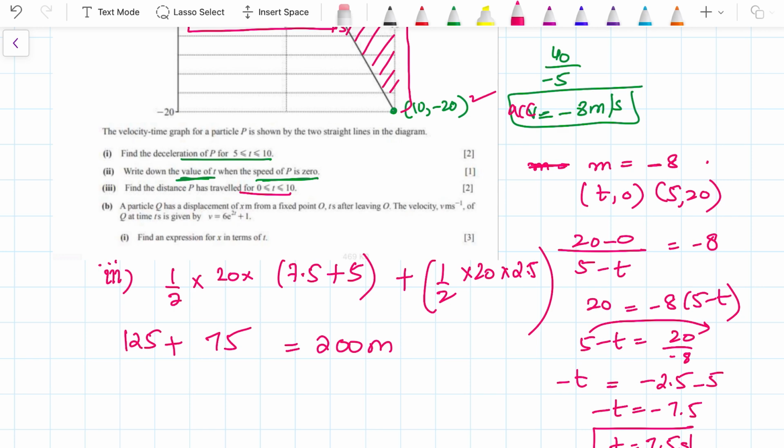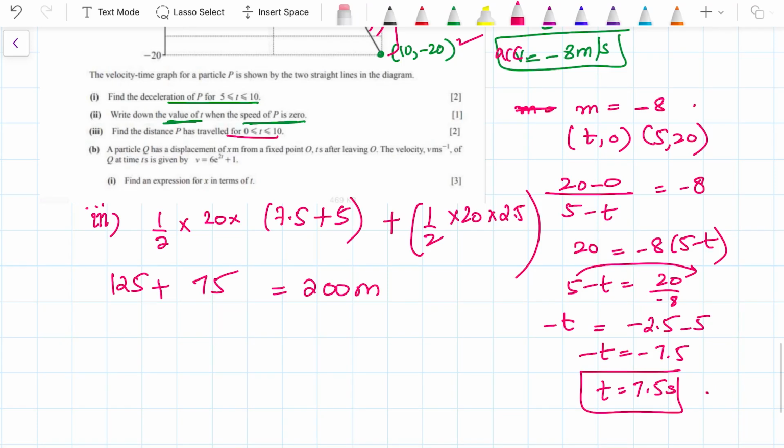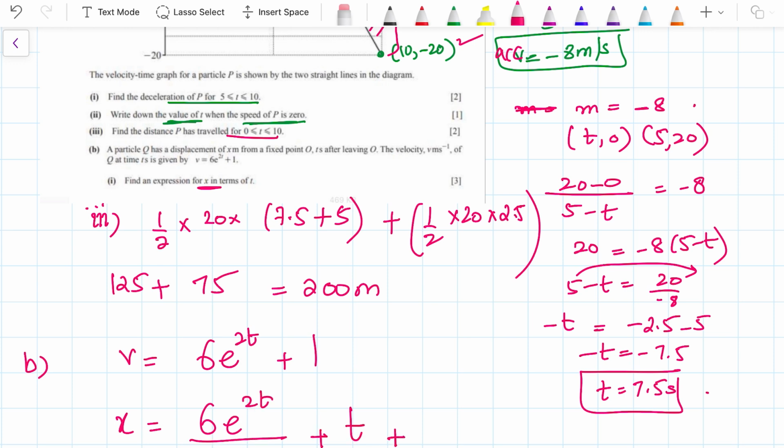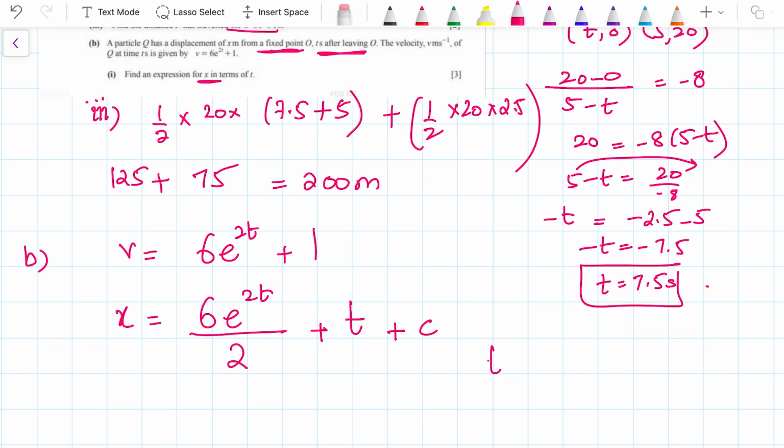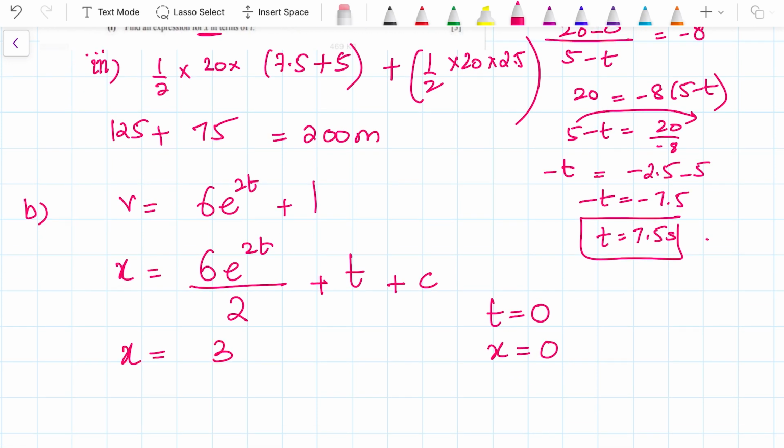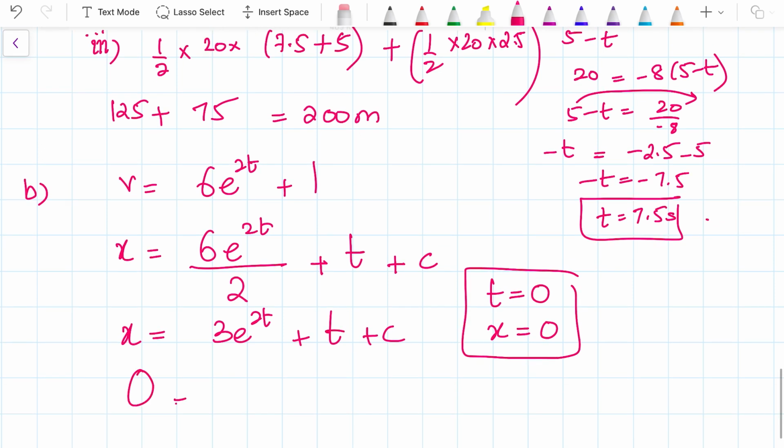A particle q has a displacement from the fixed point, the velocity of the t. Find an expression for x in terms of t. Now x is the displacement, meaning we have to integrate it. How do we integrate? So x is a displacement, so I'll write x here. Copy down the function divided by the differential of the power plus c. It starts from a fixed point O, t seconds after leaving O. That means when time is 0, my displacement is 0 because it starts from that particular point. This particular thing will help us to find the value of c. X is 0.